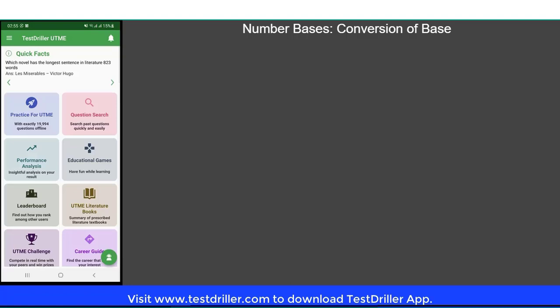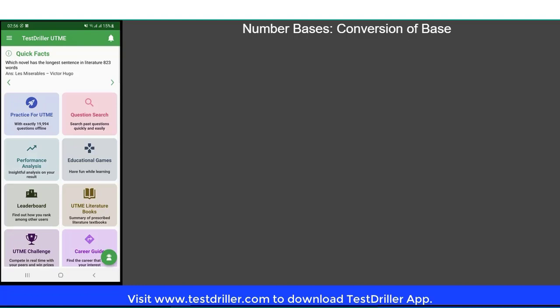In this video, I'll be talking about conversion of number bases. There are three ways a question can be asked as regards conversion of number bases. The first is you could be asked to convert from base 10 to any other base. Second, you could be asked to convert from any other base to base 10. And thirdly, you could be asked to convert from any other base other than base 10 to any other base. So I'm going to explore these three ways that a question can be set as regards conversion of number bases.